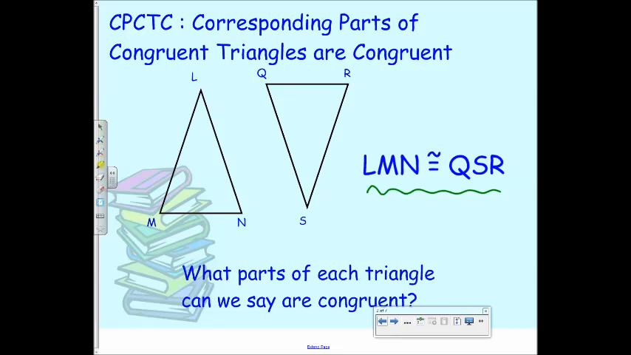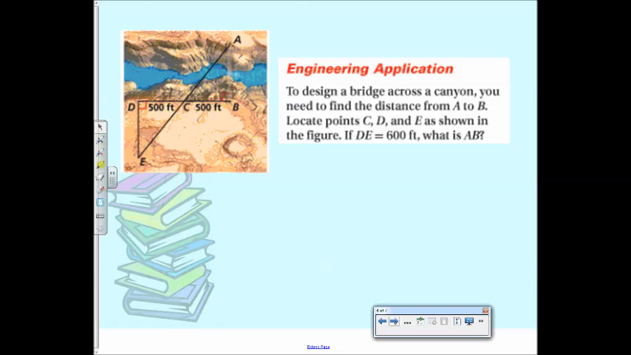All right, so take a look at this right here. To design a bridge across a canyon, you need to find the distance from A to B. Locate points C, D, and E as shown in the figure. If DE is equal to 600 feet, what is AB? So I'm going to label that 600 feet. I need to find the distance from A to B, because I want to build a bridge across this canyon.